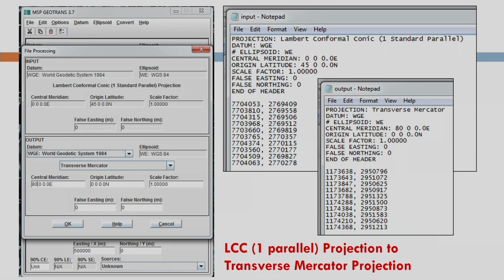Going ahead with LCC map projection to transverse Mercator, here when you specify the transverse Mercator in the output, you need to specify this information, where you want to put your transverse Mercator origin and so on. So accordingly this application will do the transformation for you.